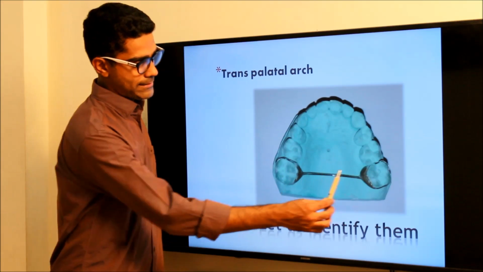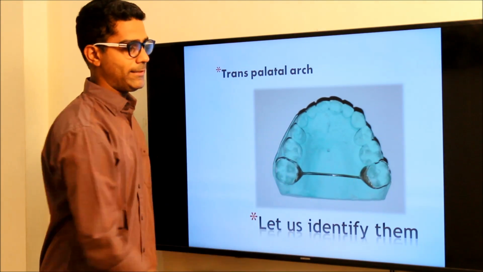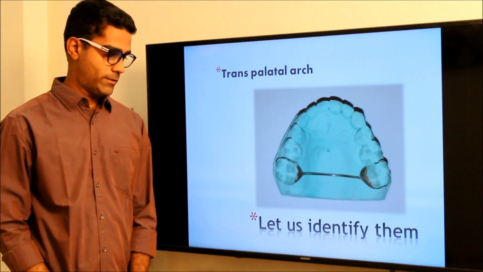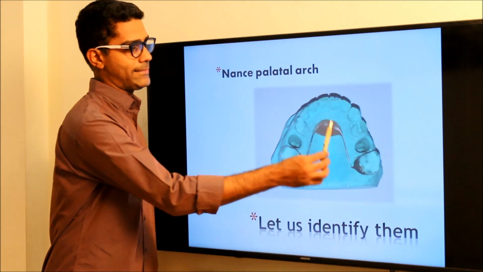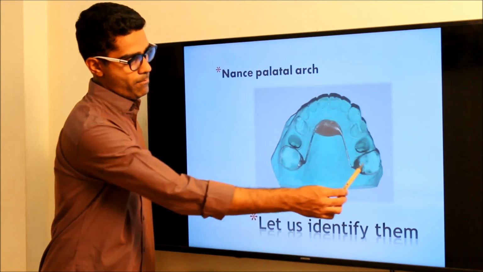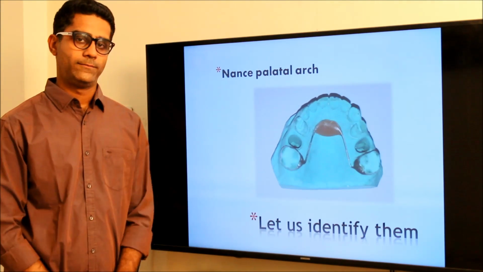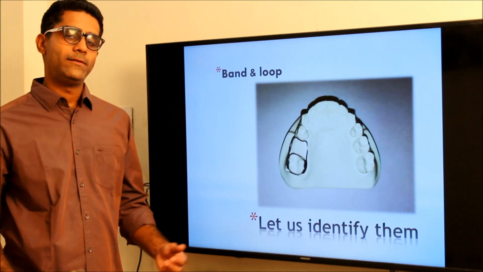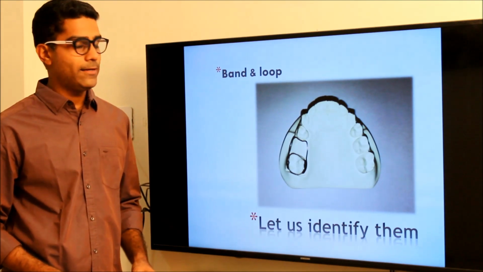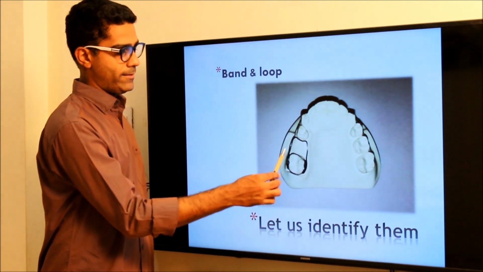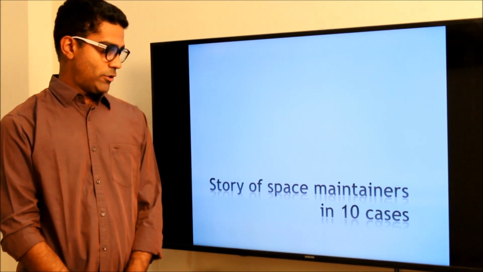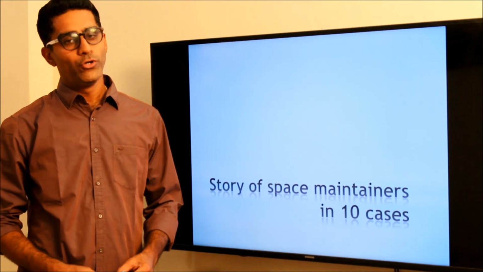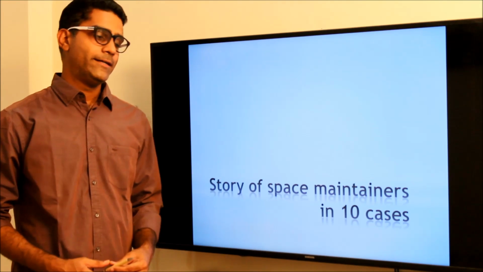Transpalatal arch, which has an arch running transpalatally between two banded molars. Nance palatal arch, which has a Nance acrylic button, banded with these molars. And the most common and most versatile, the band and loop: a band with a loop. So let me explain the story of space maintainers in the next 10 cases.